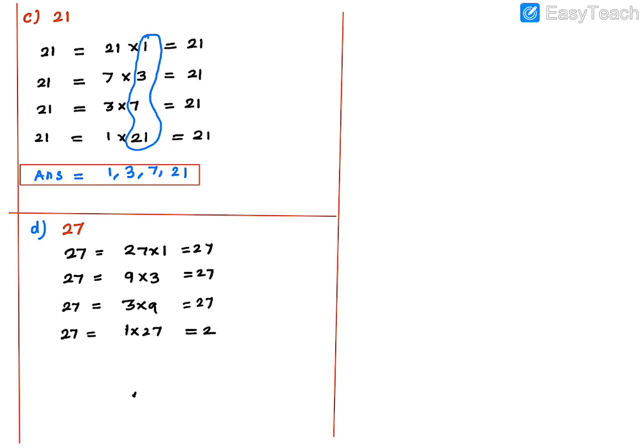See, just remember this. All the numbers should be divided by one and the same number. That you have to know. And the factors are 1, 3, 9, 27. So this is the factor. So the answer I will write: 1, 3, 9, 27. Okay, this is 27. Okay, students.